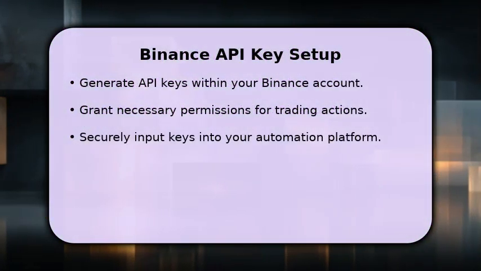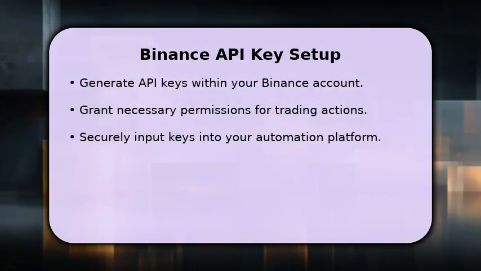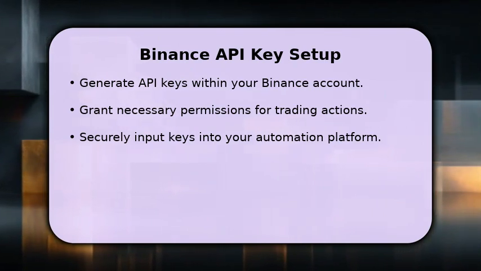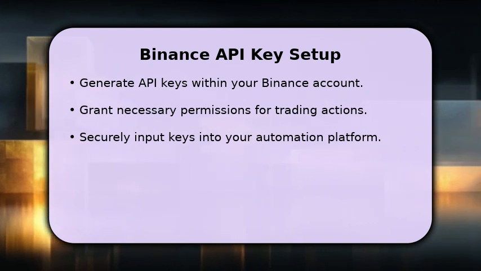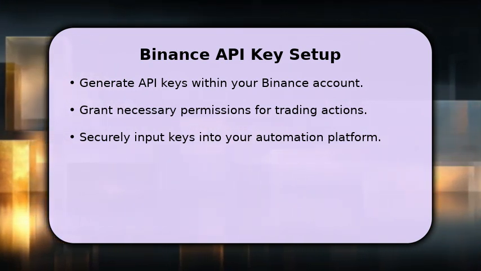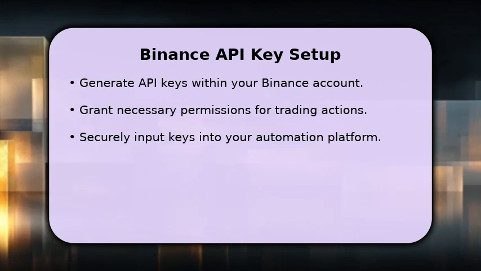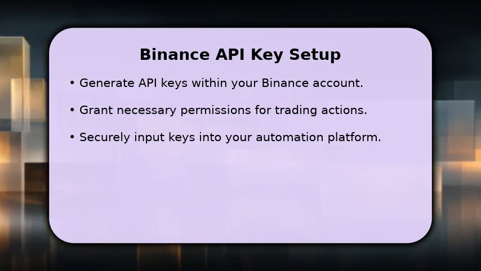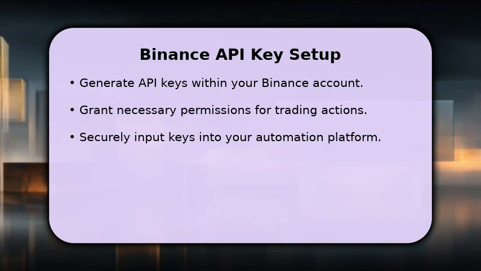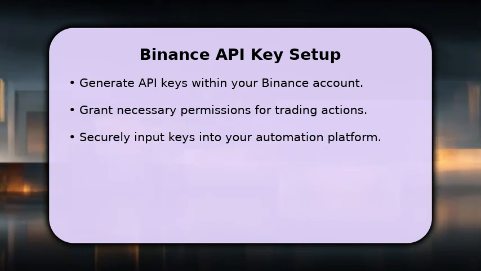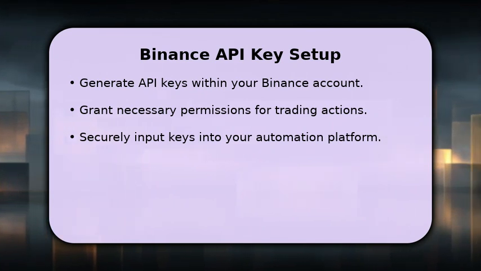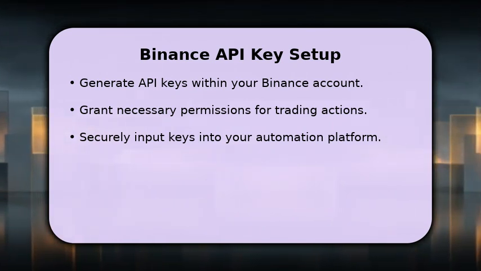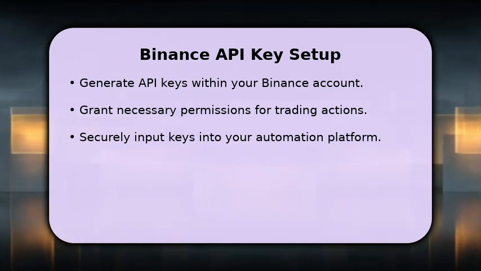The final, vital step involves setting up your Binance API keys. You will generate these unique keys within your Binance account settings. It is essential to grant only the necessary permissions, typically for spot or futures trading, and restrict withdrawal access. Once generated, you securely input these API keys into your chosen automation platform. This allows the platform to communicate directly and safely with your Binance account, completing the connection.